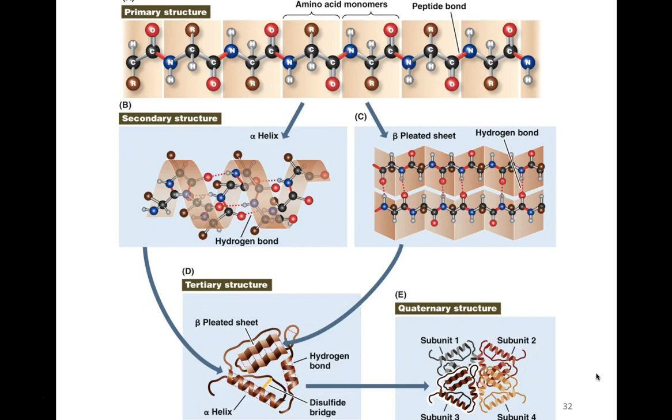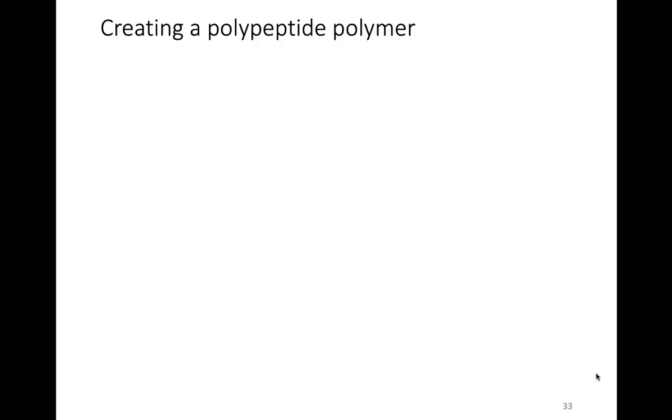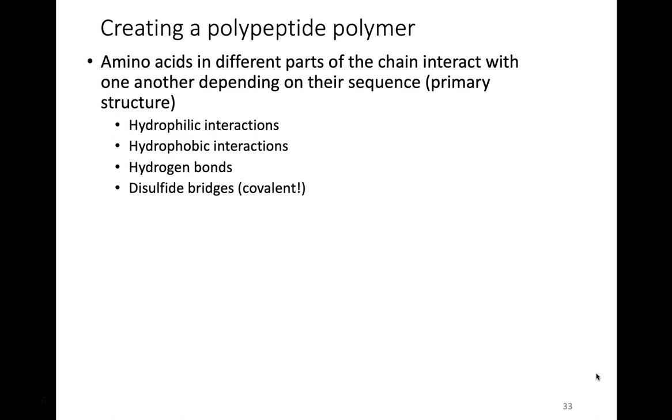Okay, so protein structure. Make sure you guys can identify these things. Make sure you know what an alpha helix looks like and a beta pleated sheet. Make sure that you know the different levels of structure of polypeptides. All right, so again, the amino acids in different parts of the chain interact with each other. And that makes the secondary, tertiary, and quaternary structure.